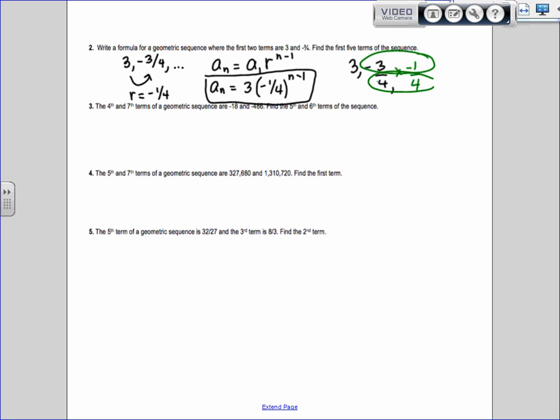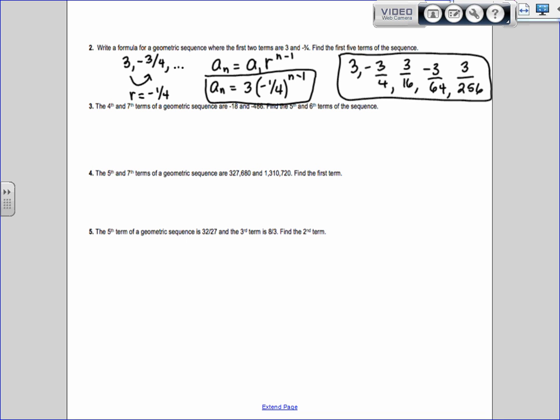Top is 3, bottom is 16, right? So I'm going to have 3 over 16. All right, what if I multiply that one by -1/4? So 3 over 16 times -1/4. What's my next one? -3 over 64. Yep, and then the last one? Yep, so by -1/4, I get 3 over 256. Good job. Okay, those are the first 5 terms.